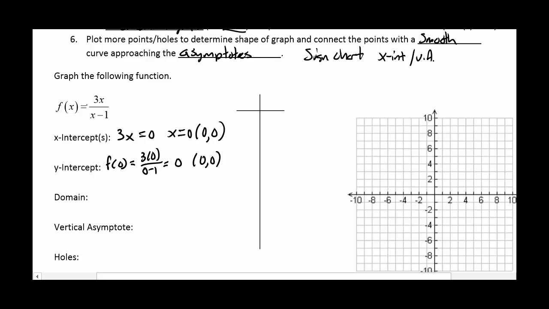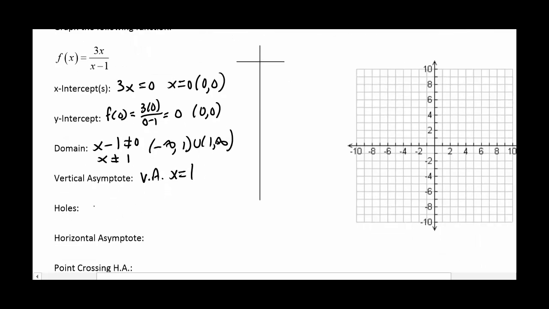Domain, looking at the fraction, I'll figure out where the denominator is equal to 0, which obviously is at 1. So I want to kick 1 out of my domain. All right, VA. For the VA, I'm going to look at the denominator, and the same number that I kick out of the domain is going to be my VA, unless it was reducible, in which case I want to reduce first and identify from there. There are no holes, so I don't have to worry about that.